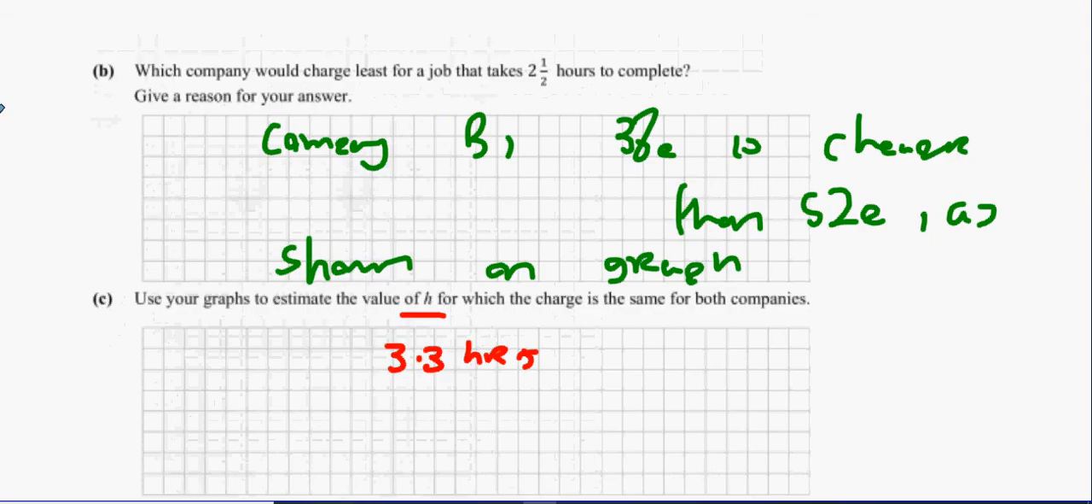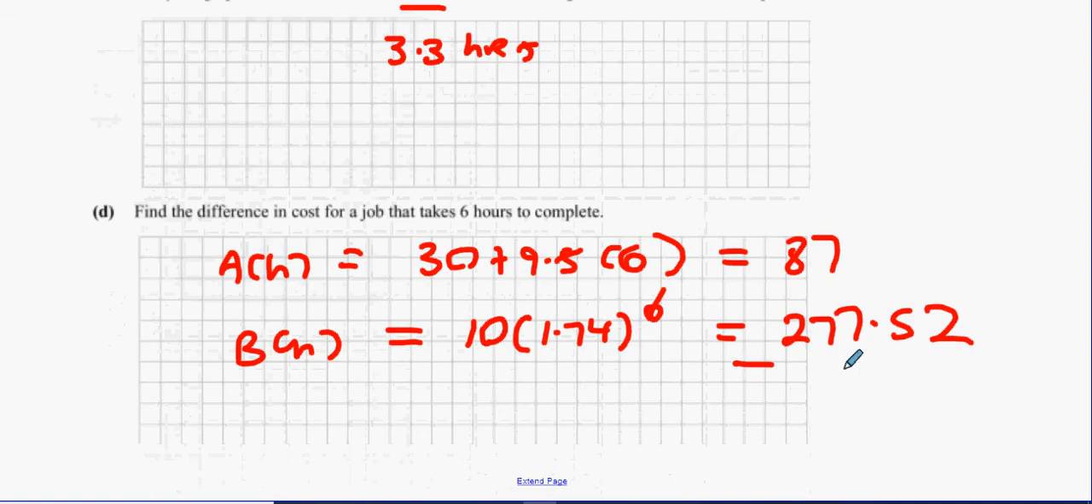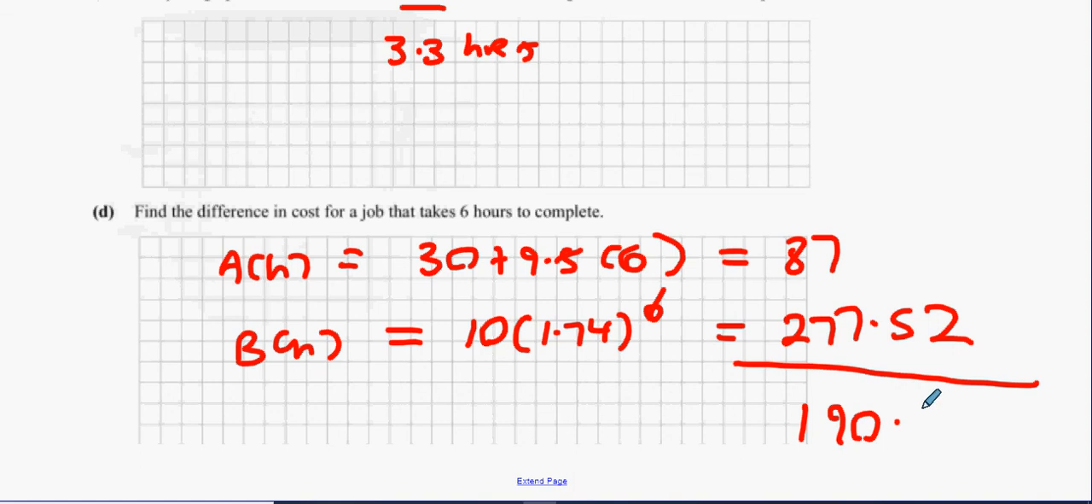And how much cheaper was Company A? Considerably. 190.52. I said 109.52. Oh, sorry, you're right. Yeah, €190.52.